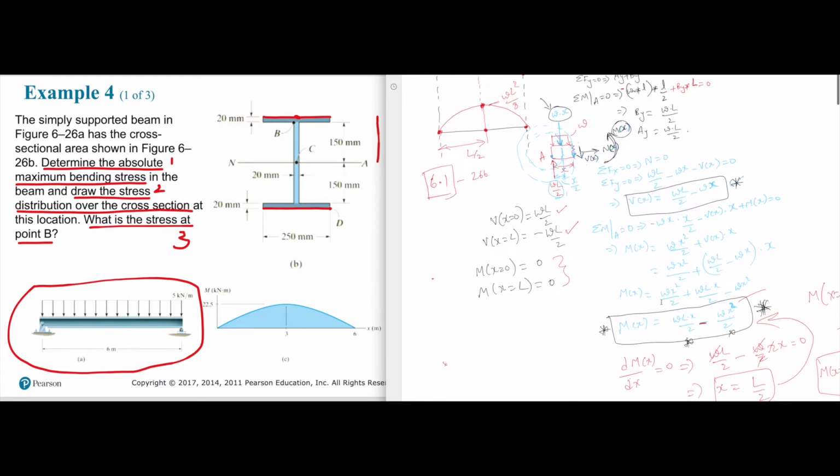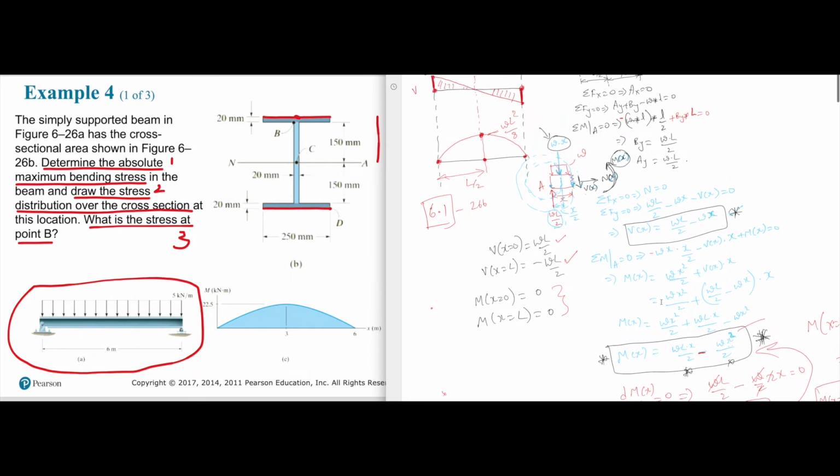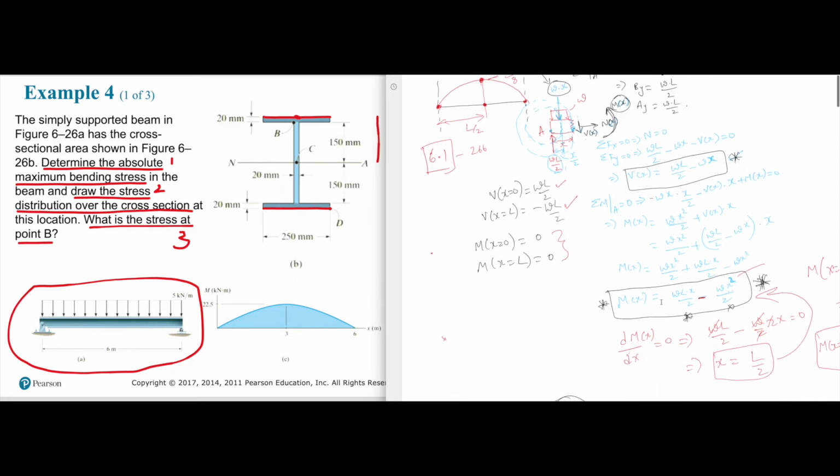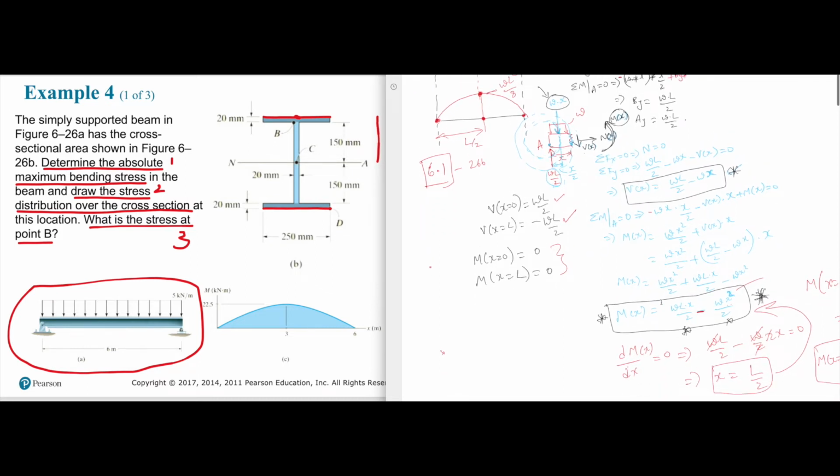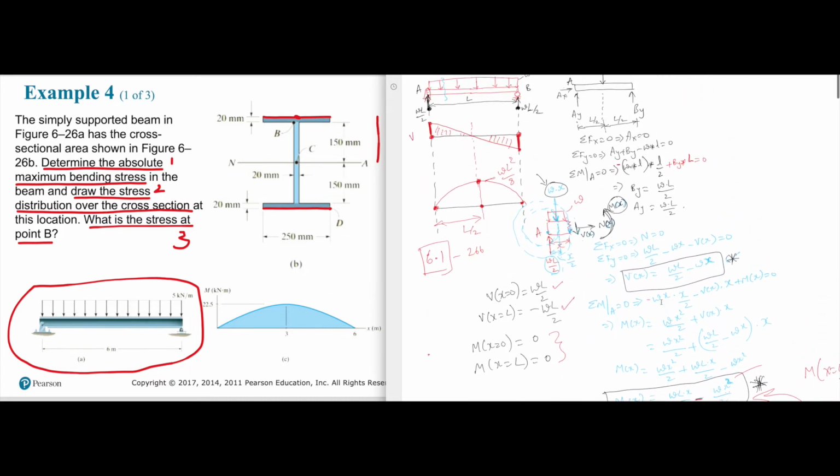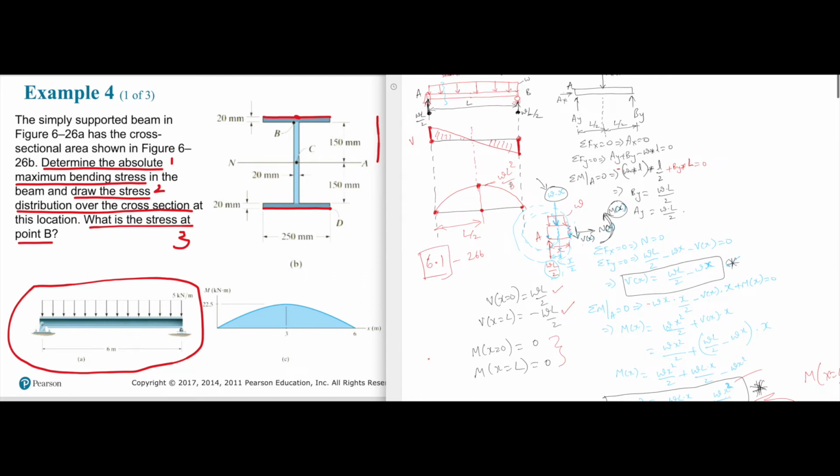You may ask me, is there a better way? There are some graphical ways you can Google, you can learn, you can follow the textbook, but this would be the most accurate way to do, which I presented here. It's up to you. The point is it's WL square over 8. What is W? In our case, it's 5. So 5 times 6 square over 8. How much do you get?